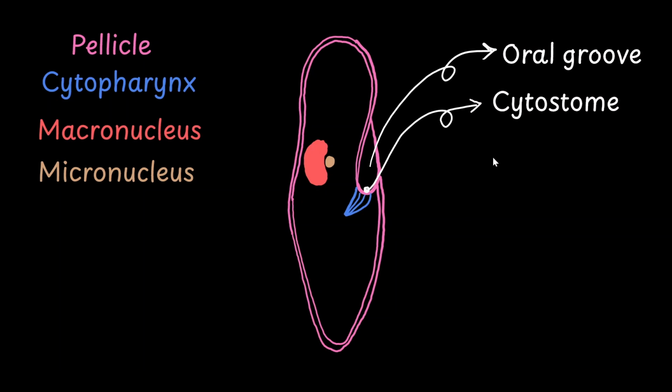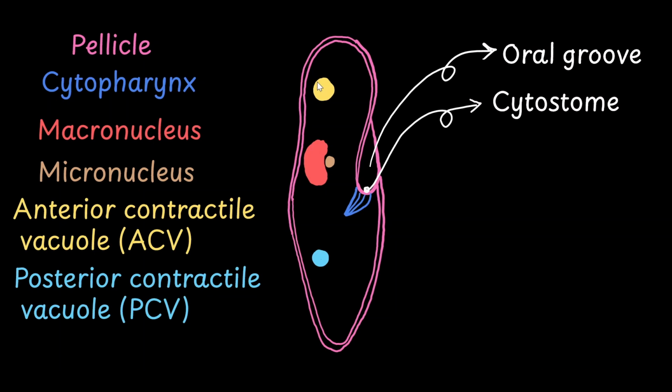The paramecium also has two contractile vacuoles, the anterior contractile vacuole and the posterior contractile vacuole. Since paramecium lives in freshwater environments, water constantly enters the cell. These two contractile vacuoles help in collecting all this excess water and then pumping it out of the cell.